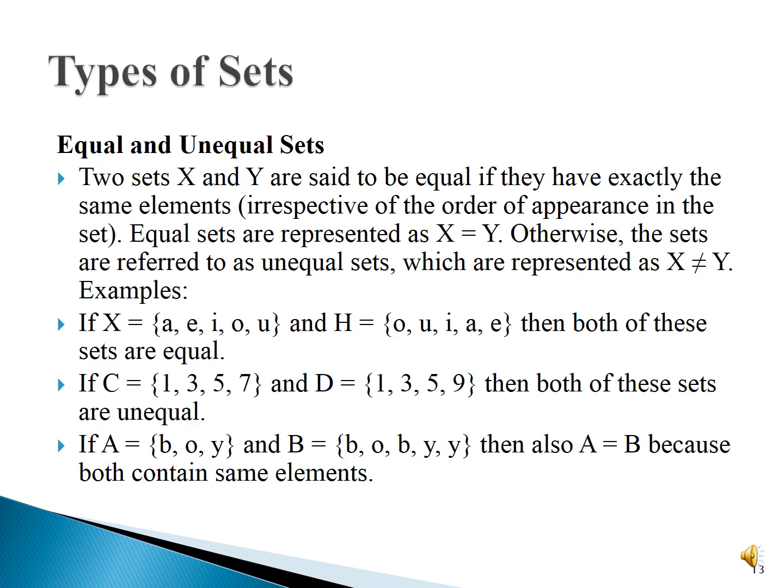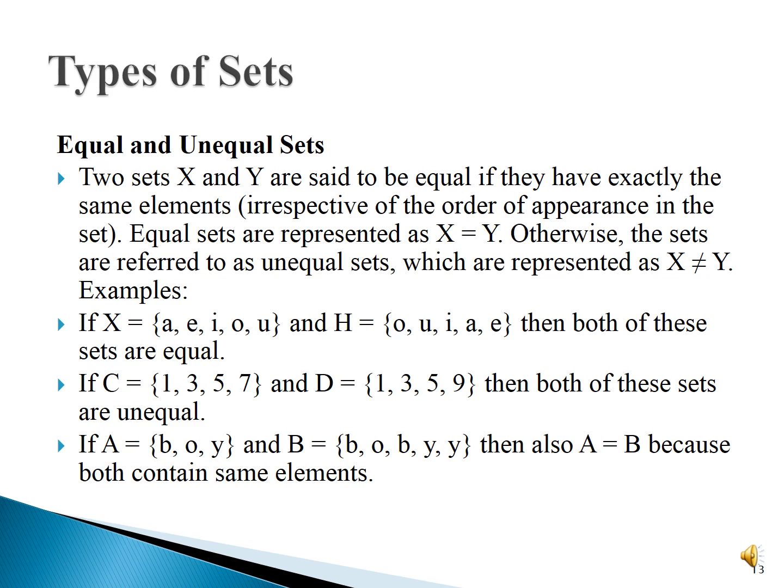Some examples, we'll see some examples. If X is a set which contains the elements A, E, I, O, U, and the same elements are written in another set like O, U, I, A, E, then also both the sets are equal because both the sets contain the same elements but only the order is different. And they are called equal sets.